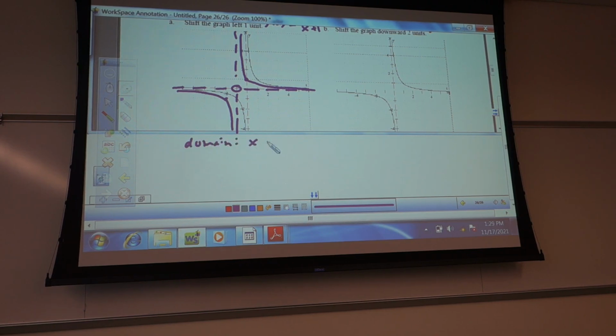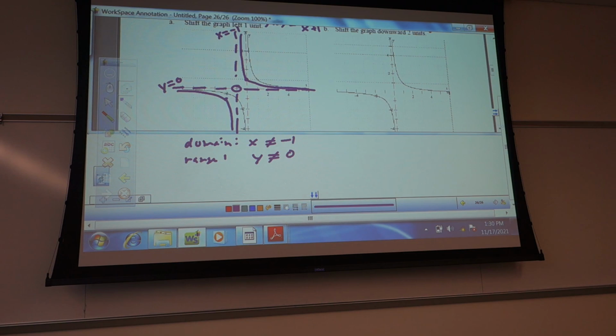If x can't be negative 1, and my range is y can't be 0, then when I label my asymptotes, one is going to be y equals 0. So which one's y equals 0? This one, y equals 0. And then which one's x equals negative 1? That's this guy, so this is x equals negative 1. It's easiest to do this right with it, kind of as you go. The one on the right, was that it for that part?